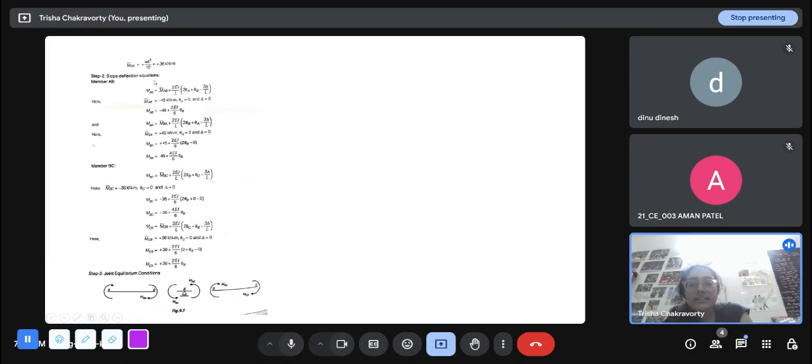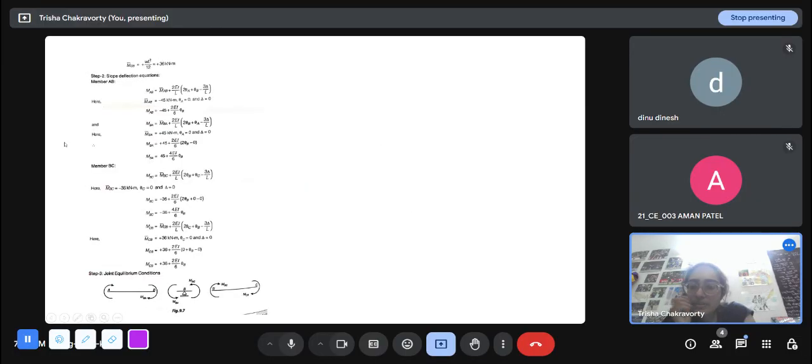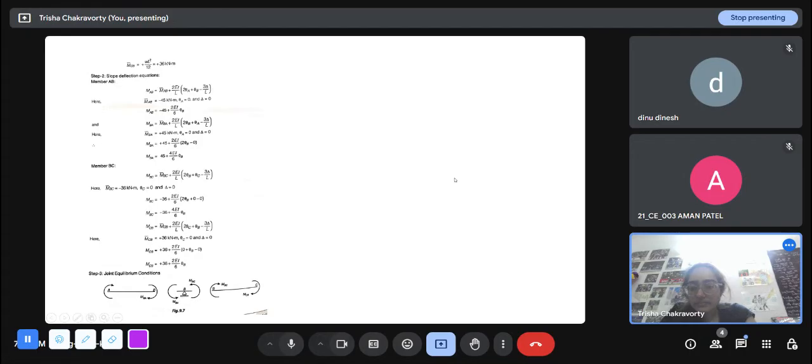So MAB in the equation that we saw, MAB bar plus 2EI by L, 2 theta A plus theta B minus 3 delta by L. Here theta A is 0 and delta is also 0. So for this beam AB span, only the rotation at B, that is theta B, is free. So I write this equation as MAB bar, which I have already solved, so it's minus 45 plus 2EI by 6 theta B. 6 is the length of this AB part. And for the other end, I'm going to write MBA is plus 45 plus 4EI by 6 theta B, since there is 2 theta B here.